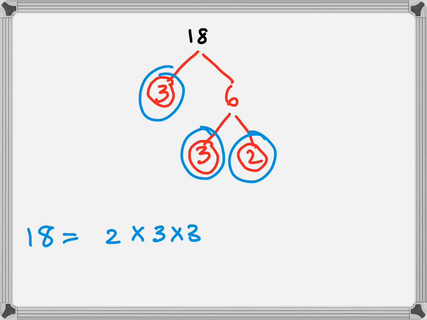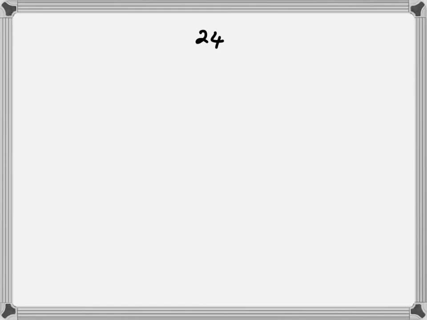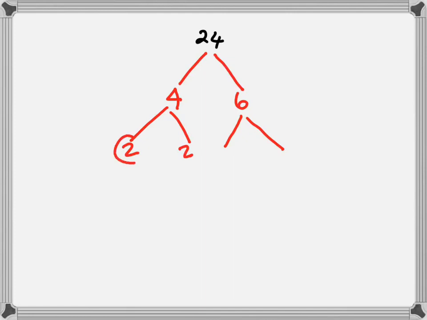Let's look at the next one. Let's break 24 up into two factors. What about 4 times 6? Those are two factors of 24. We've got to break 4 up again because it's not a prime, and also 6 has to be broken up into two factors. So let's do 4 first. Factors of 4 can be 2 times 2, those are both primes now. You can circle those. You've got your primes for 4.